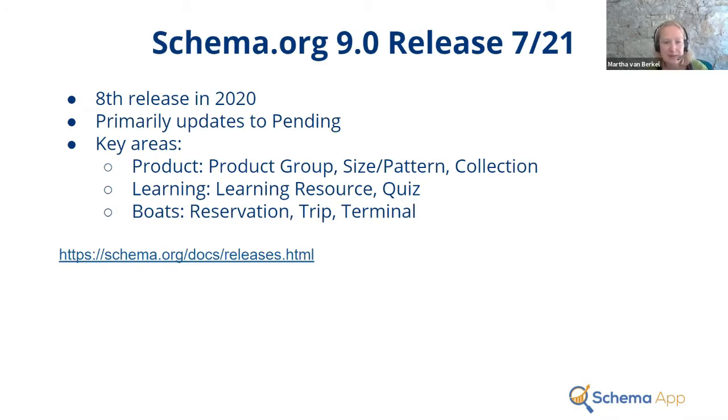What was interesting about this release is that it was primarily updates to pending. And pending is really the area where there's still, I'll say, discussion going on, whether it's new properties or things that they want to add. And the key areas that we saw additions in pending were around product, specifically around product group size, pattern, collection. So really elaborating on how you can describe a product or a group of products.